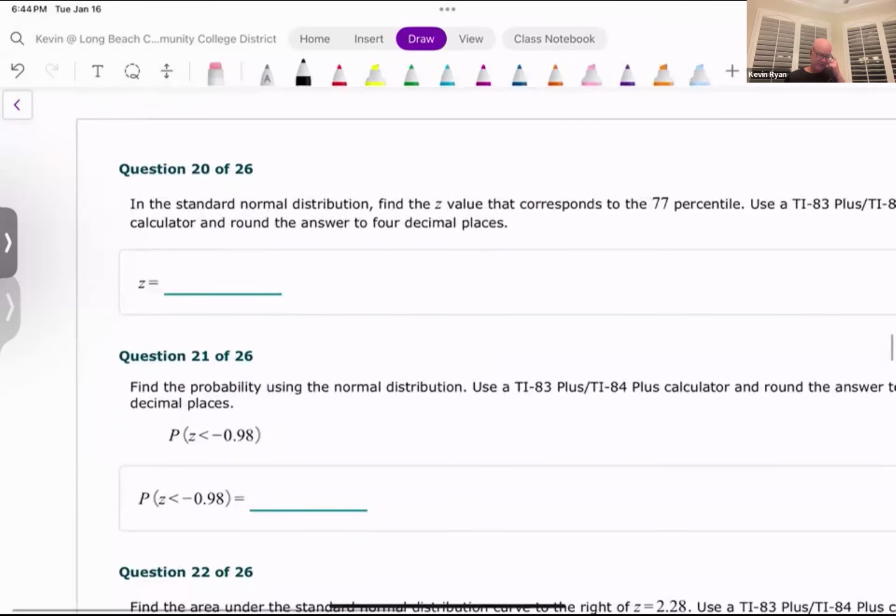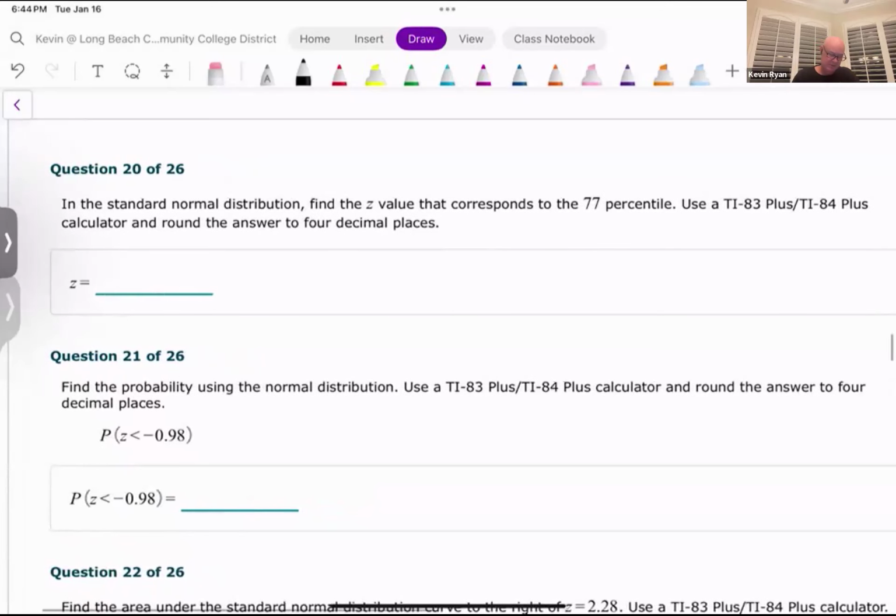Number 20. In the standard normal distribution, find the z-value that corresponds to the 77th percentile. All right, I'm going to draw a picture. If you remember, percentile is the percent to the left. So this area here, 0.77. So this is definitely going to have me use inverse norm. And that is going to be 0.77.